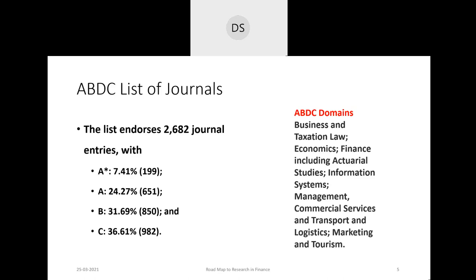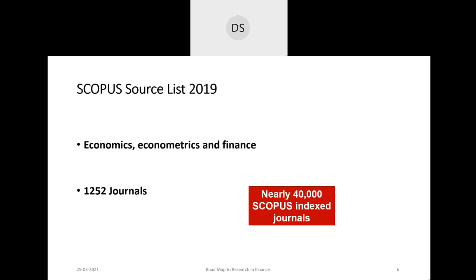So in this ABDC list, which has a rating of A star, A, B and C, it has already given a source list of 2,682 journals. And out of this, a considerable number of journals are from the domain of finance and accounting. And if you look into the Scopus source list 2019, nearly 40,000 Scopus indexed journals are there. And out of that 40,000, 1,252 journals are from the domain of economics, econometrics, and finance. That is also a good number.